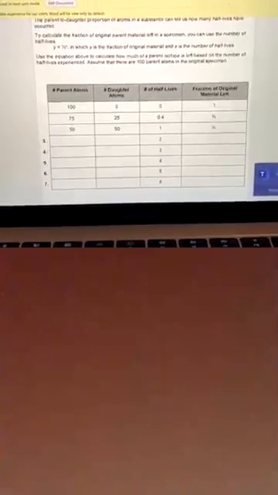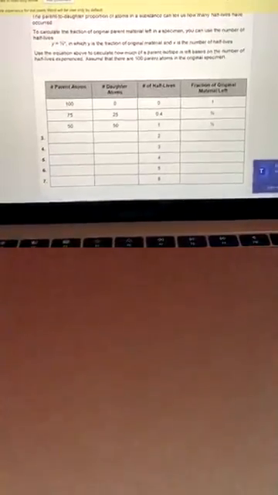Use the equation above to calculate how much of a parent isotope is left based on the number of half-lives experienced. Assume that there are 100 parent atoms in the original specimen. So they gave us the first 3 for us, and we have to fill in this column first. Once we fill in the 4th column, then we'll be able to fill in the 1st column, and then from there the 2nd column as well.